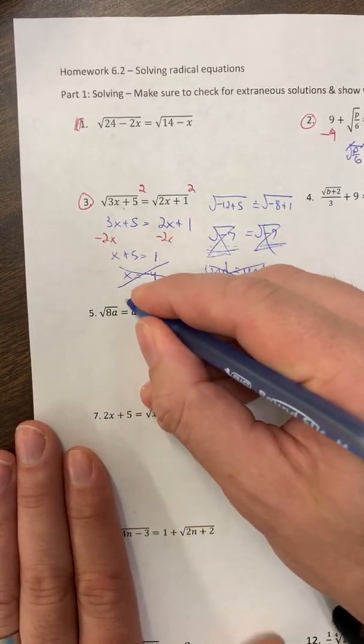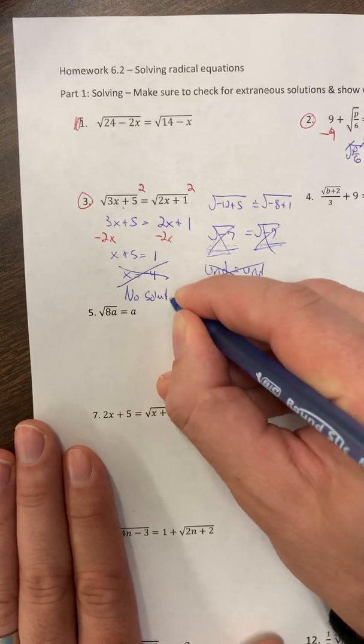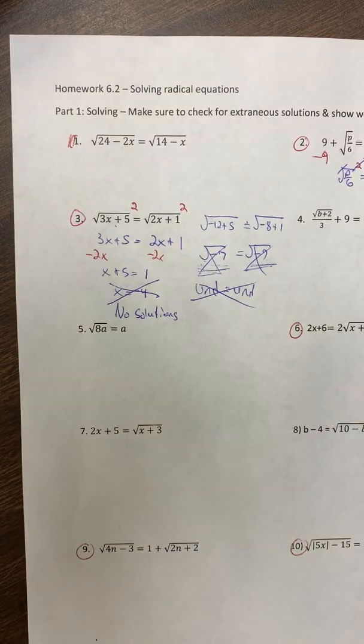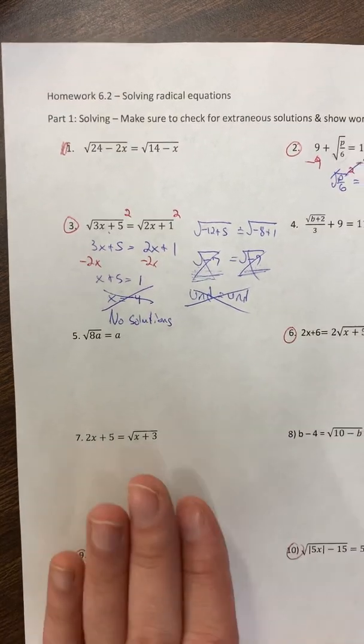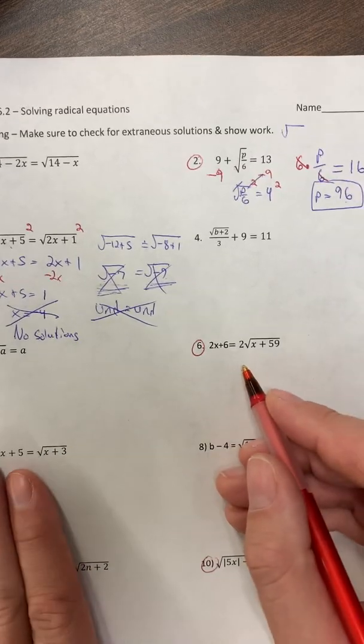And because our only solution was not correct, we say there are no solutions here. In radical equations, sometimes we'll find there's 0 solutions, 1 solution, 2 solutions, even 4 solutions. And we'll check that out later. Let's look at this one.